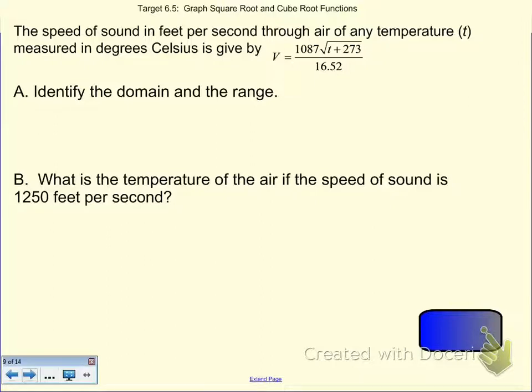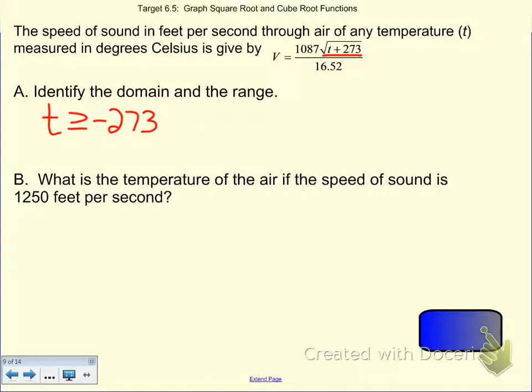Well, first of all, which letter is representing the X in this case? Well, it's going to be the T. So the T is our domain. And we want to find out what numbers we can plug in for the T to get out an answer. Well, we see that it's T plus 273. We know that we cannot have a negative number underneath a square root. So what would make that be a negative number in there? Well, anything smaller than negative 273. So our domain is going to be T is greater than or equal to negative 273.